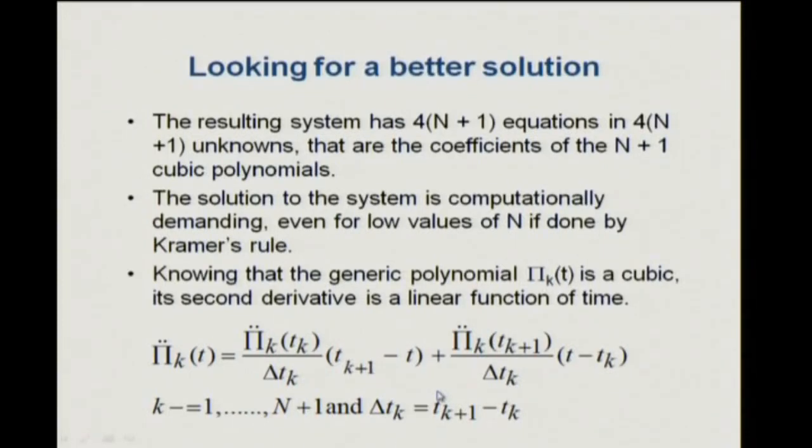So, I have exactly 4n plus 1 equations in 4n plus 1 unknowns, and these are the coefficients of the n plus 1 cubic polynomials. Life is simple, right. So, you write the equations, you get this 4n plus 1 by 4n plus 1 matrix and you invert it, right, and you are home. Now, or you can use Cramer's rule, you invert it, same thing.